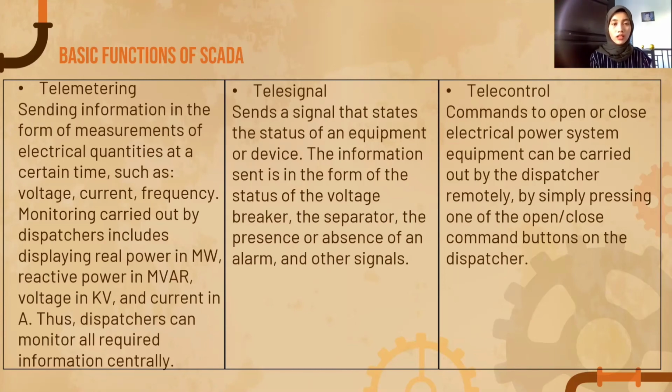Number 2 is telesignal. Telesignal sends a signal that states the status of an equipment or device. The information sent is in the form of the status of the voltage breaker, the separator, the presence or absence of an alarm, and other signals. Number 3 is telecontrol. Telecontrol is commands to open or close electrical power system equipment can be carried out by the dispatcher remotely by simply pressing one of the open or close command buttons on the dispatcher.